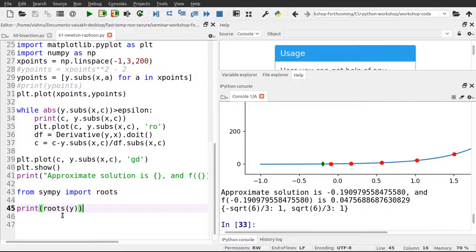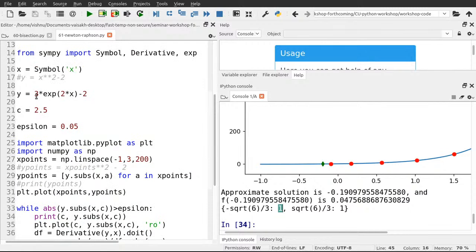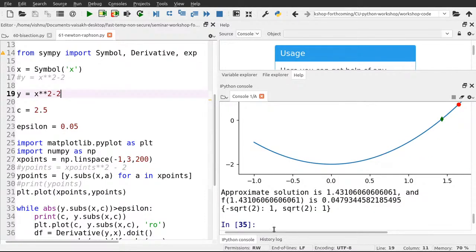The roots we are getting are in square root form. Sorry, you are not going to get the approximate solution like this. Here you are getting the roots to be square root of 6 by 3, 1, square root of 6 by 3, 1. So what does that mean? Let us try something familiar to us, x square minus 2. Square root of 2, 1; minus square root of 2, 1.